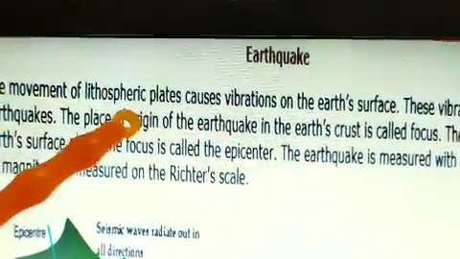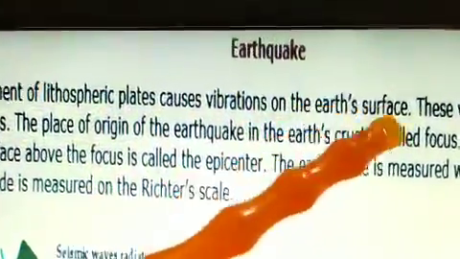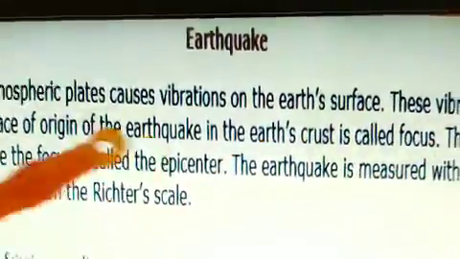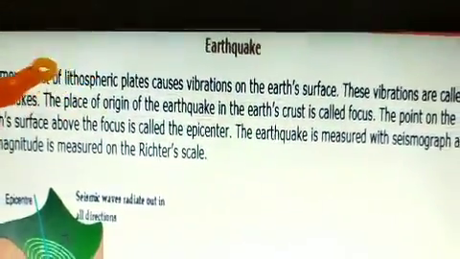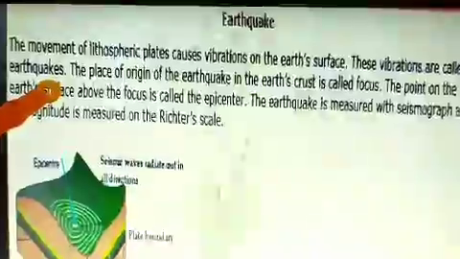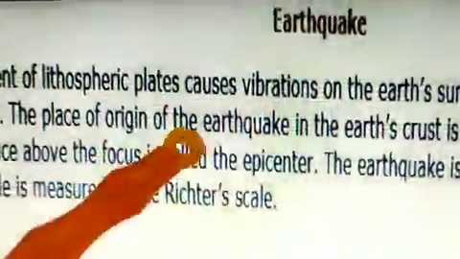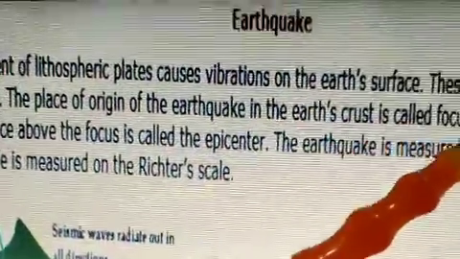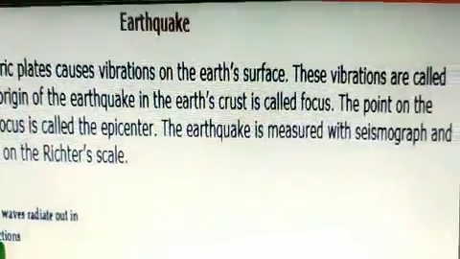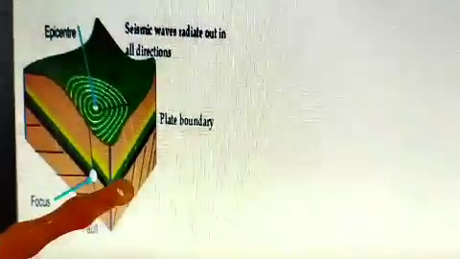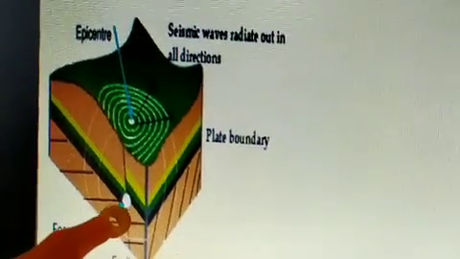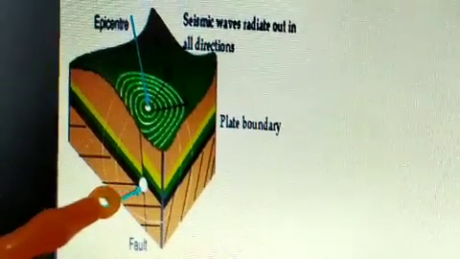The movement of lithospheric plates causes vibrations on the earth's surface. These vibrations are called earthquakes. So you got the definition of what an earthquake is. Now the place of origin of the earthquake in the earth's crust is called focus. So this picture has been given in your chapter. So the place where the earthquake originates, in the earth's crust, it is called the focus.